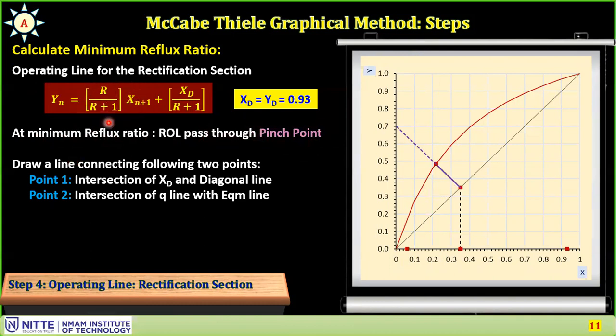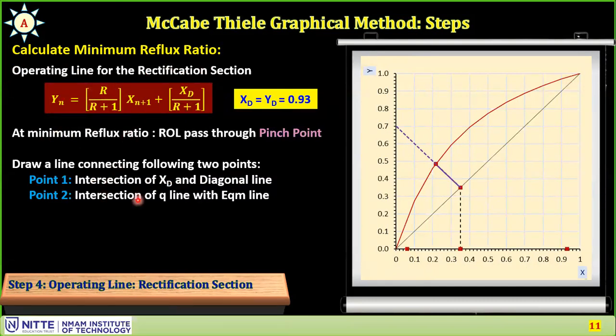Take a pen and paper, put x is equal to xd, the distillate concentration, the product concentration, and simplify the right hand side. You'll wonder to see that y is equal to xd. That means it passes through the point of intersection of xd and the diagonal line. At that point it passes through the operating line of the rectification section, irrespective of whether it is minimum or any other condition, right?